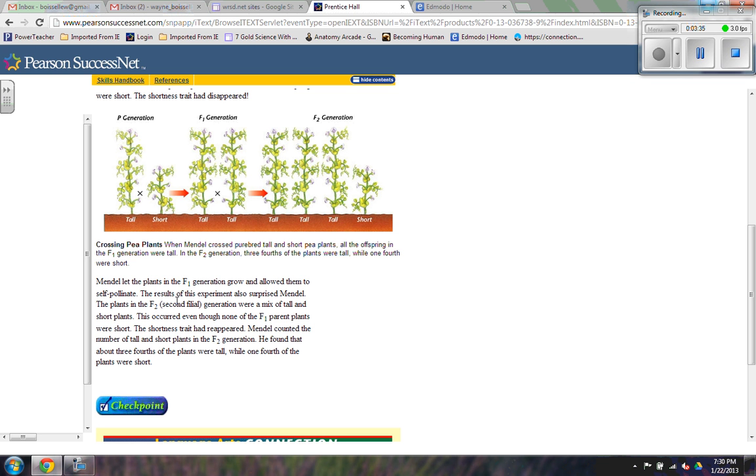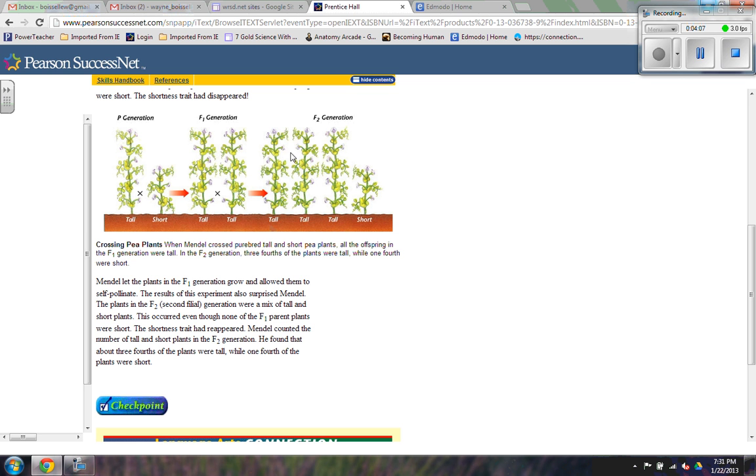The results of this experiment also surprised Mendel. The plants in the F2, second filial generation, were a mix of tall and short plants. This occurred even though none of the F1 parent plants were short. The shortness trait had reappeared. Mendel counted the number of tall and short plants in the F2 generation. He found that about 3/4 of the plants were tall, while 1/4 of the plants were short.